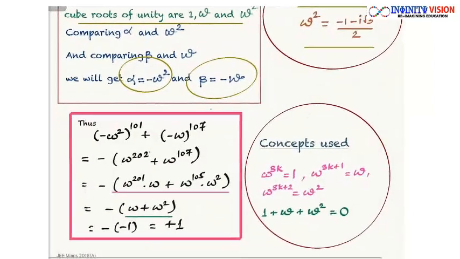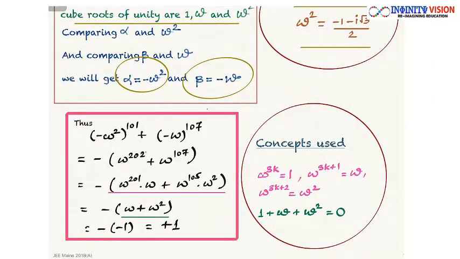Now substituting alpha and beta in terms of omega in the expression, we will be able to write minus omega square to the power 101 plus minus omega to the power 107. Minus would be coming out since both the powers are odd numbers. The expression is going to be omega to the power 202 plus omega to the power 107.